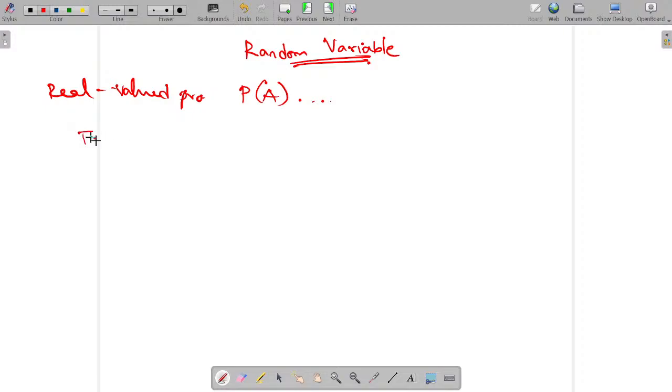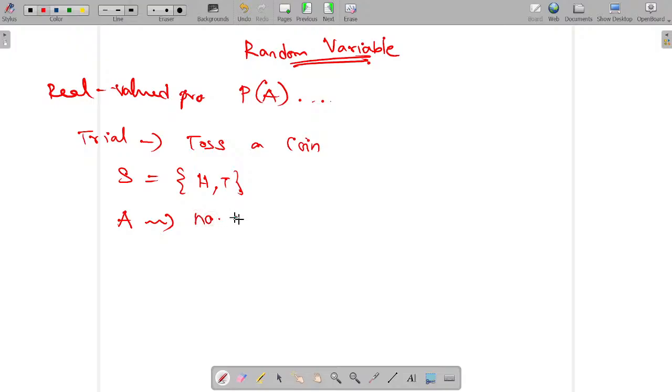I go for an experiment, which means I go for a trial. For example, I go for tossing a coin. What is the sample space we know? A coin. So head or tail we will get. This is the sample space. I define an event A. Look, getting a head or getting a tail is not the event. Number of heads is A.